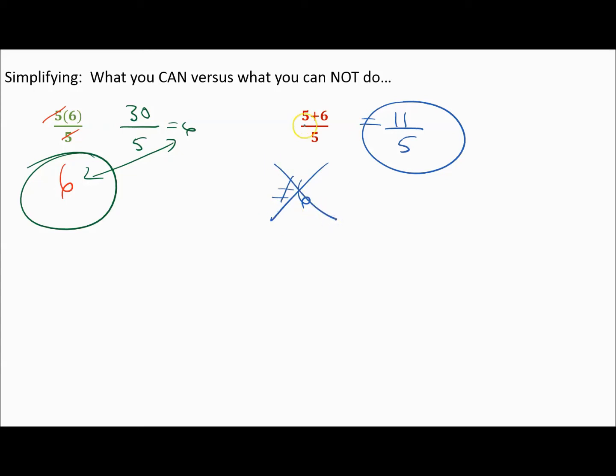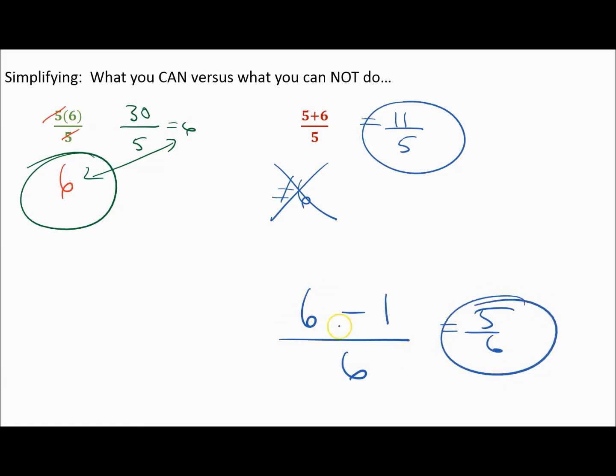So you are not allowed to cancel part of a sum or subtraction. Like if I made up another one, like 6 minus 1 over 6. You cannot cancel those 6's. You would have to just either leave it the way it is, or in this problem you could do 6 subtract 1 is 5 over 6 and you're done. But you cannot cancel those 6's. But when it's multiplied, you can. I need for you to really understand that before moving on.